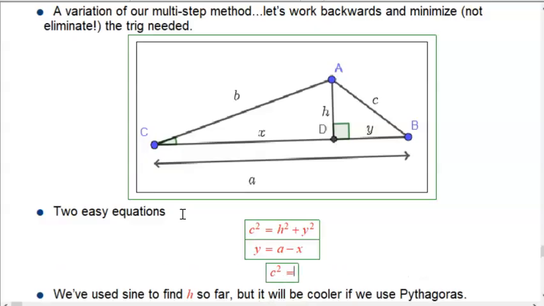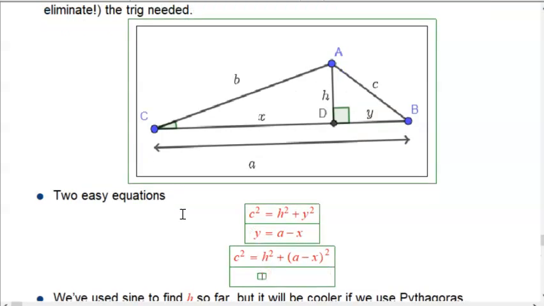So c squared is h squared plus (a minus x) all squared. Ooh, this is a great place to use a perfect square trinomial. So that's h squared plus a squared minus 2ax plus x squared. This is a crucial bit of algebra. The perfect square trinomial comes in here.